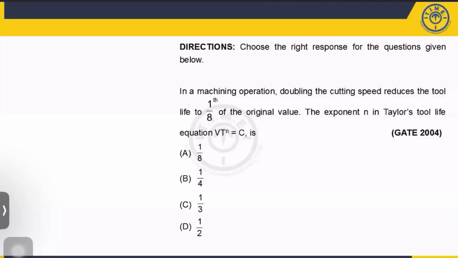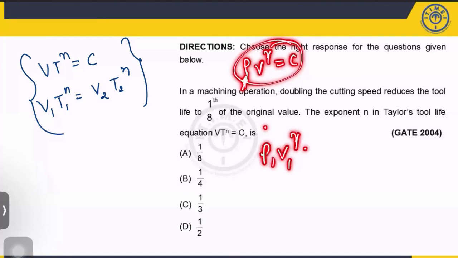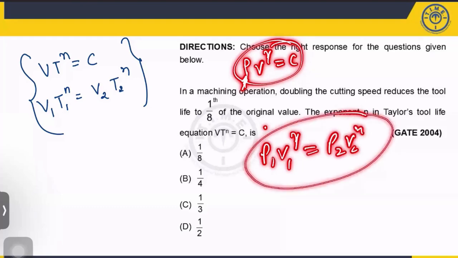Then you have to calculate the exponent. V t to the power of n is equal to C, so can I write V1 t1 to the power of n is equal to V2 t2 to the power of n? It's just like a thermodynamics problem, because you know that in an adiabatic process, PV to the power of gamma is constant. How do you calculate some unknown pressure when the volume and the initial state are given? P1 V1 to the power of gamma equals P2 V2 to the power of gamma. I think now you are able to correlate.